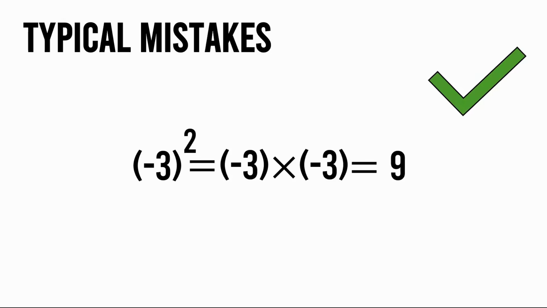So let's calculate -3 in parentheses altogether raised to the second power, which is equal to, in parentheses, -3 times, in parentheses, -3, which is equal to 9, because two negative numbers multiplied together make a positive number. A negative times another negative equals a positive.